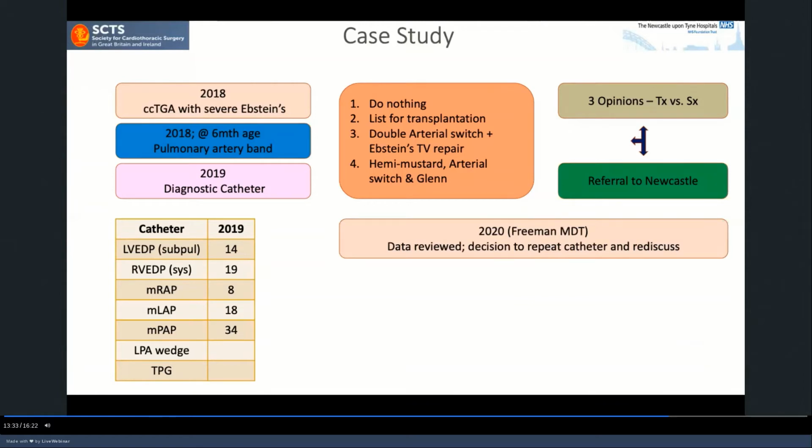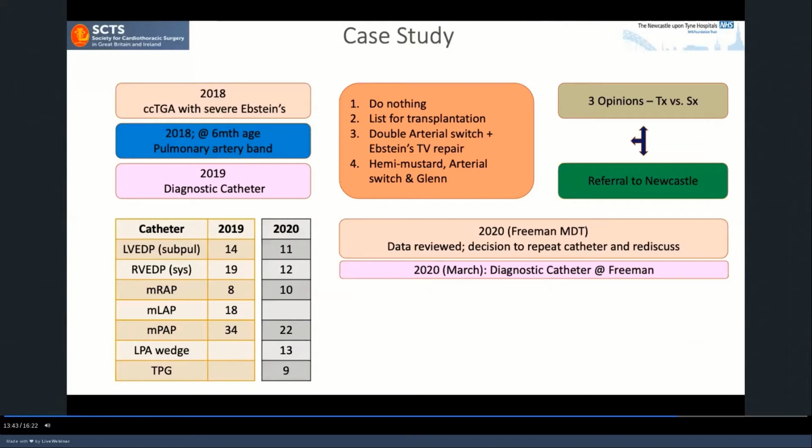Reviewing the original data, which was in the beginning of 2020, we felt that we needed to repeat another cardiac catheter and then decide what would be the best intervention. So in March 2020, the child had a cardiac catheter, and the data as shown is very reasonable with a TPG of 9, and hence the child was pretty much suitable for any form of approach.